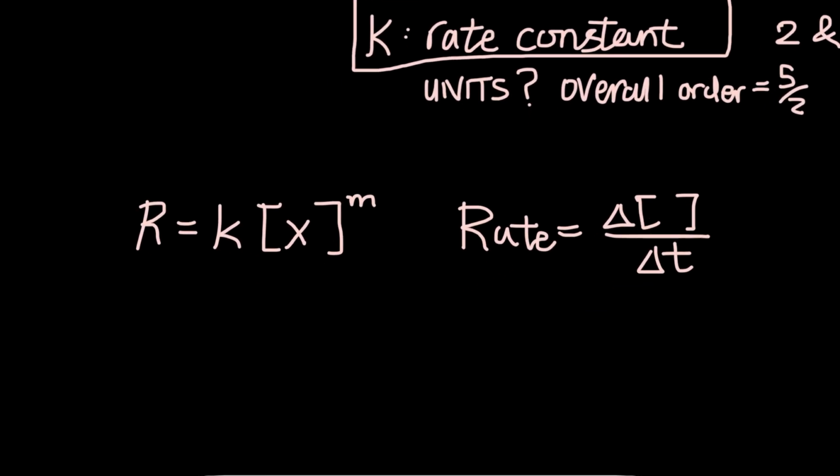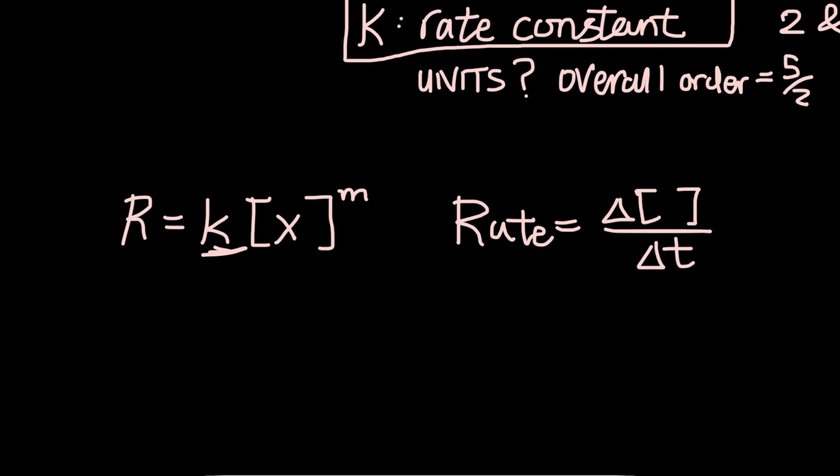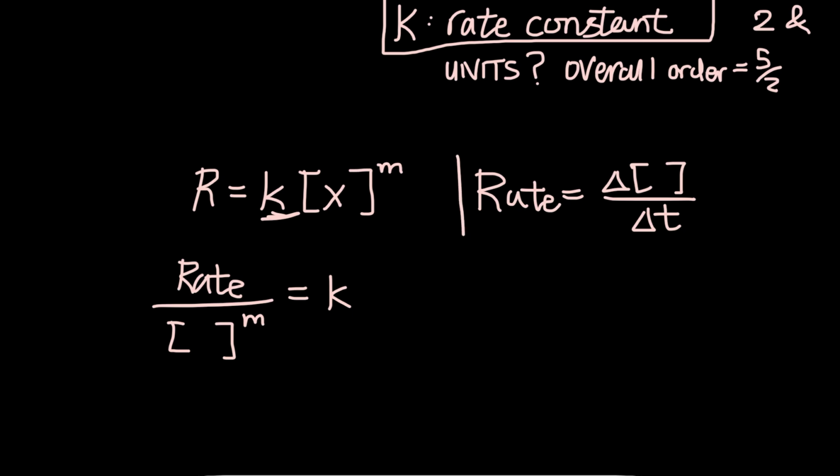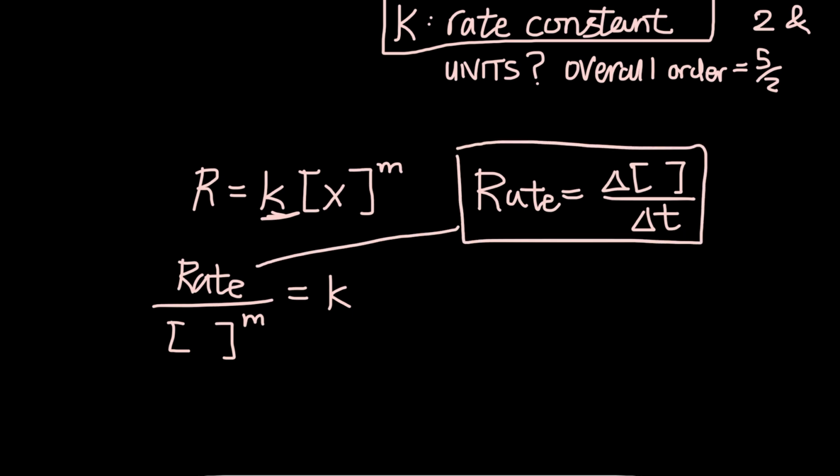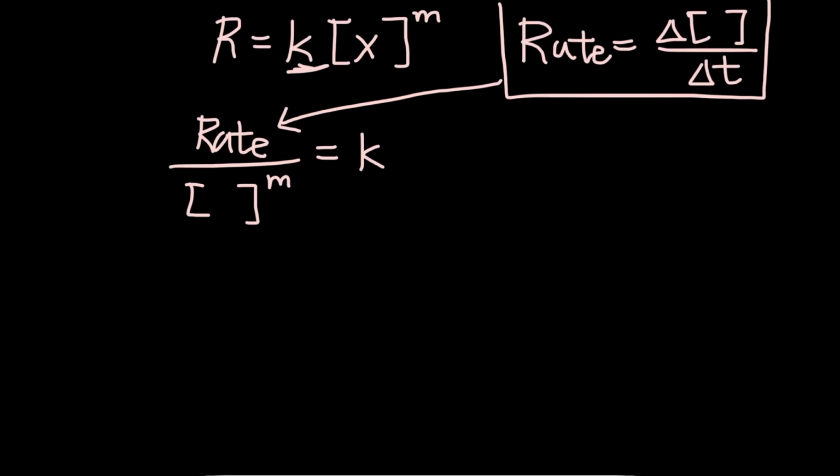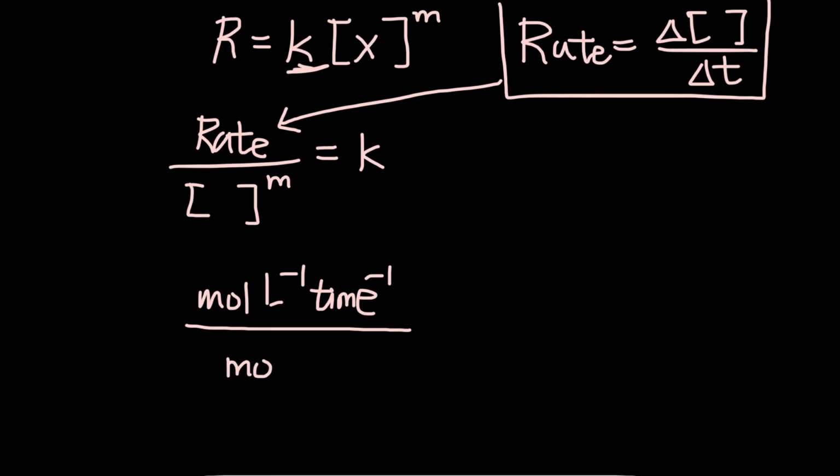So the purpose of all of this is, if you're going to get k, you will need to divide your rate by this concentration to the power in order to get k. And we know that rate is also this expression, so we're going to sub that in, and thus we know that the rate is going to have units of concentration, mole per liter, and then divided by time, which is seconds or minutes, what have you. So I'll just write time. Okay, and then we're dividing it by the concentration to the power, and the concentration's unit is mole per liter.